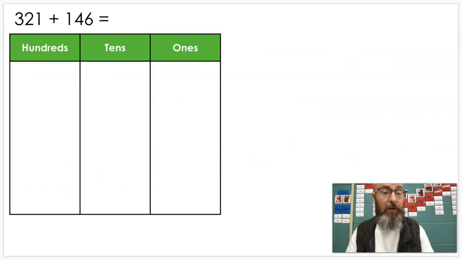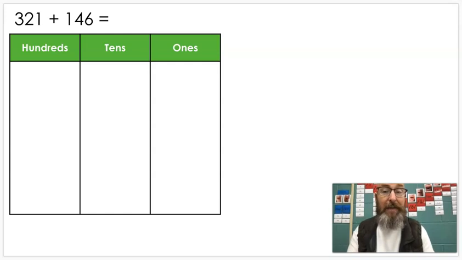The first one we're going to look at today is going to be 321 plus 146. And we're just going to do 3 problems today because I want to go a little bit slower to make sure you understand the partial products.